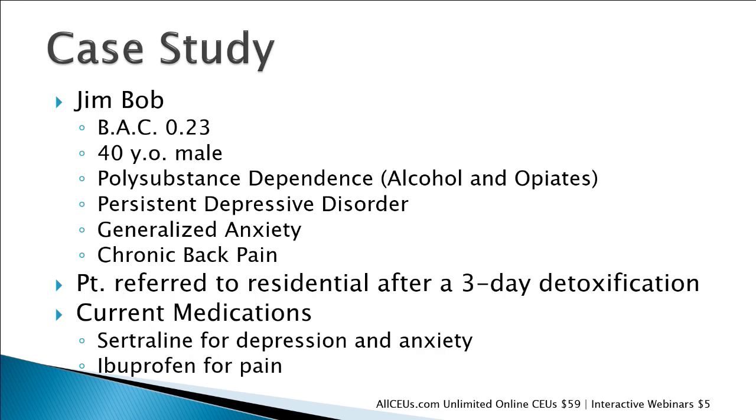So he's a 40-year-old male with a blood alcohol content of 0.23, polysubstance dependence of alcohol and opiates, which we know both of those are depressants, and you combine them and it's 1 + 1 = 7. So it's really dangerous to combine alcohol and opiates. Anyway, he's abusing both of these right now.